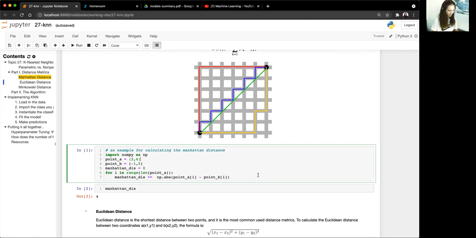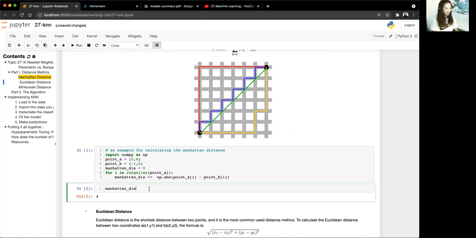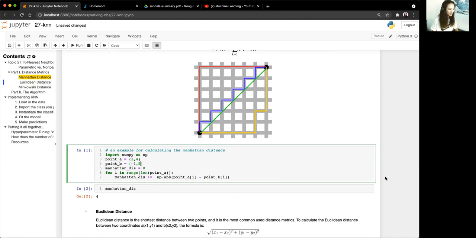Here's just a NumPy example. If you have point A (2, 4) and point B (-1, 5), Manhattan distance ends up being 4, because 2 minus -1 makes 3, and then 4 to 5 is 1, so that makes 4. All right, so Manhattan distance, fairly straightforward. Any questions at any point, feel free to interrupt.